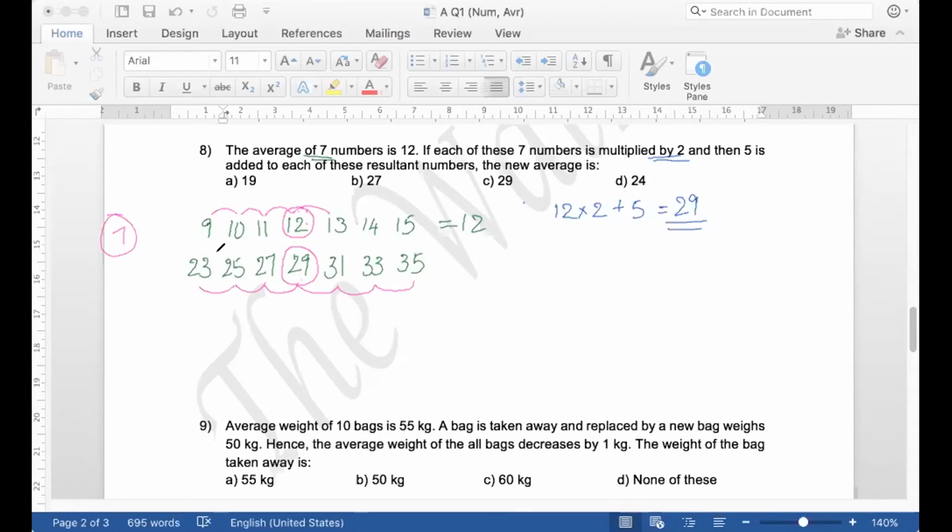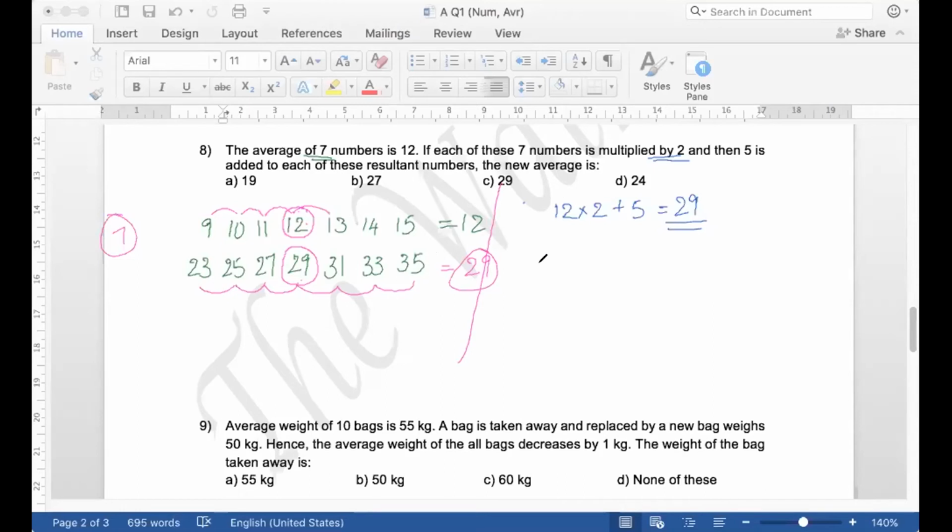Or you can find the average the other way: 23 plus 25 plus 27 plus 29 plus 31 plus 33 plus 35 divided by 7, you'll get the average. Anyhow, the average is what? 29. See that? It is proved. So next time, if you get a question like this, there is no need to go this way.